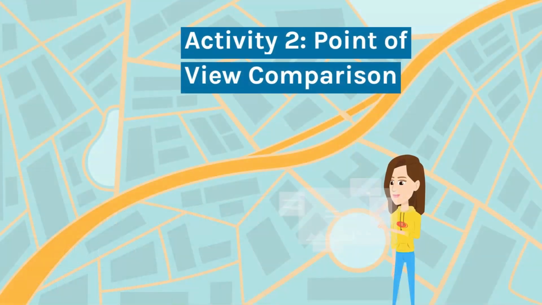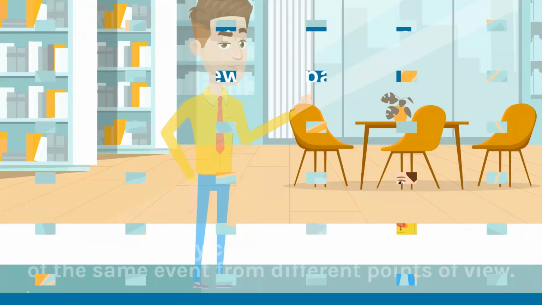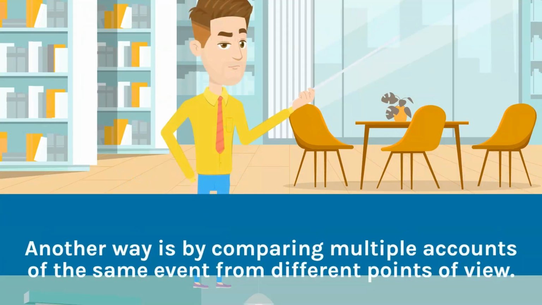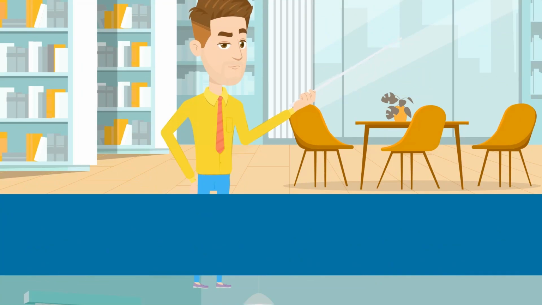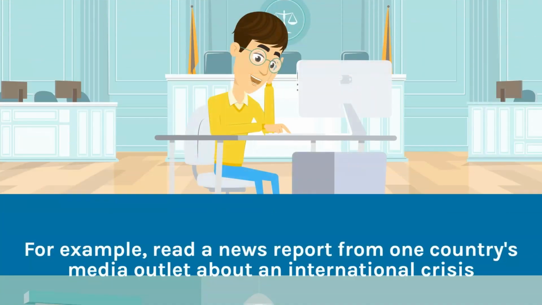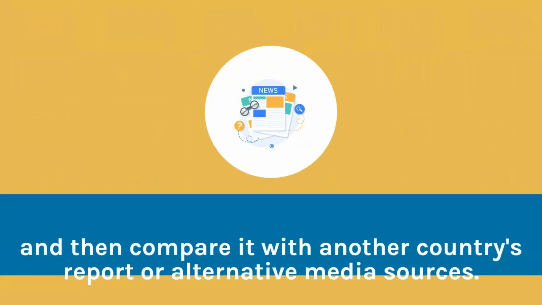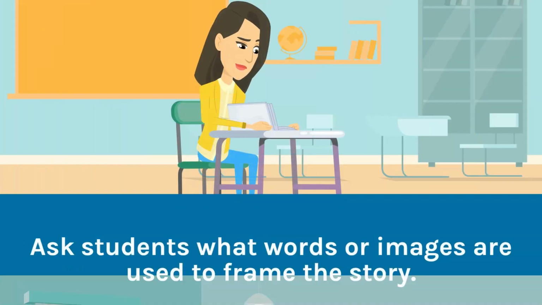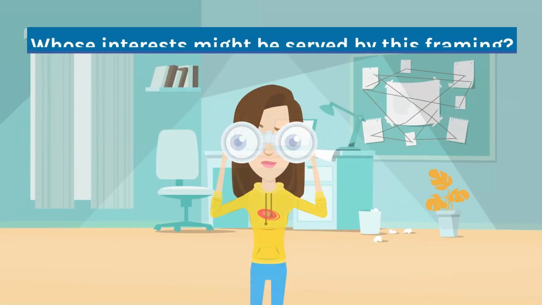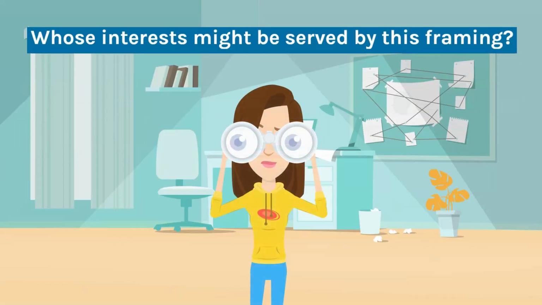Activity 2. Point of view comparison. Another way is by comparing multiple accounts of the same event from different points of view. For example, read a news report from one country's media outlet about an international crisis, and then compare it with another country's report or alternative media sources. Ask students what words or images are used to frame the story, and whose interests might be served by this framing.